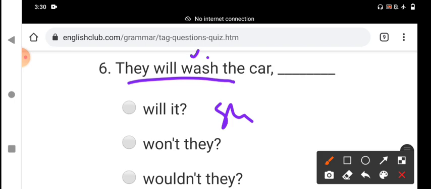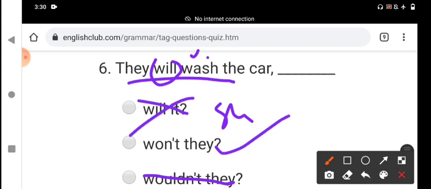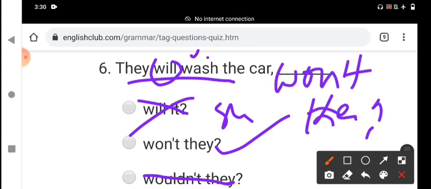It is an assertive sentence, a declarative sentence, and the statement is a positive, affirmative sentence. So we select the negative tag. Would is there, but will is the present form, and would is not the right answer. Because it is a positive form, we don't write the positive tag. We select the negative tag. They will wash the car, won't they? Won't they? You keep the question mark.